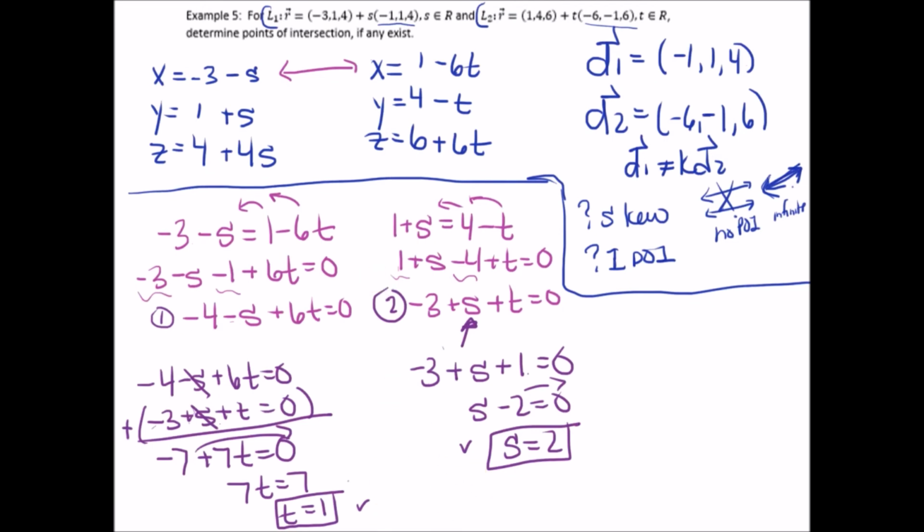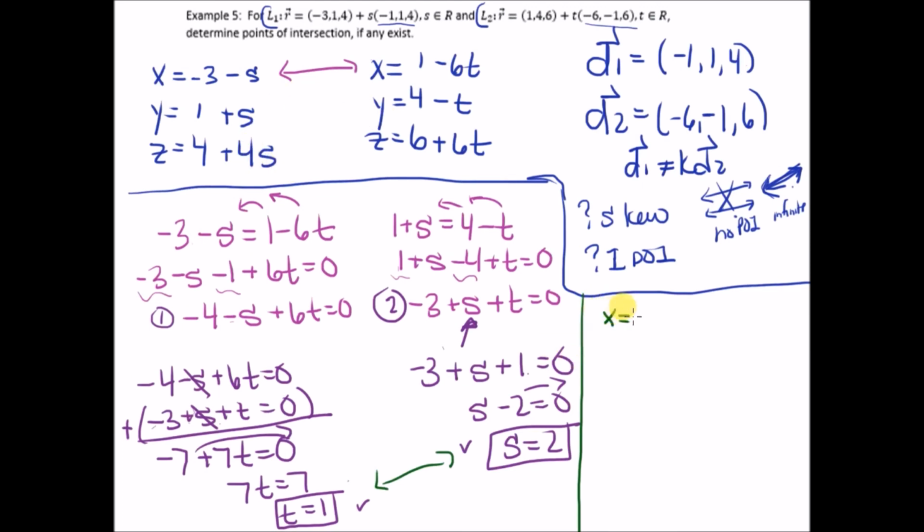At this point, what we want to do is sub these two parameters back into the original equations, and we want to make sure that we come up with the same point. Okay, if we sub these two parameters back into these parametric equations and we come up with different points, then they would be skew. So let's see if we come up with the same points.